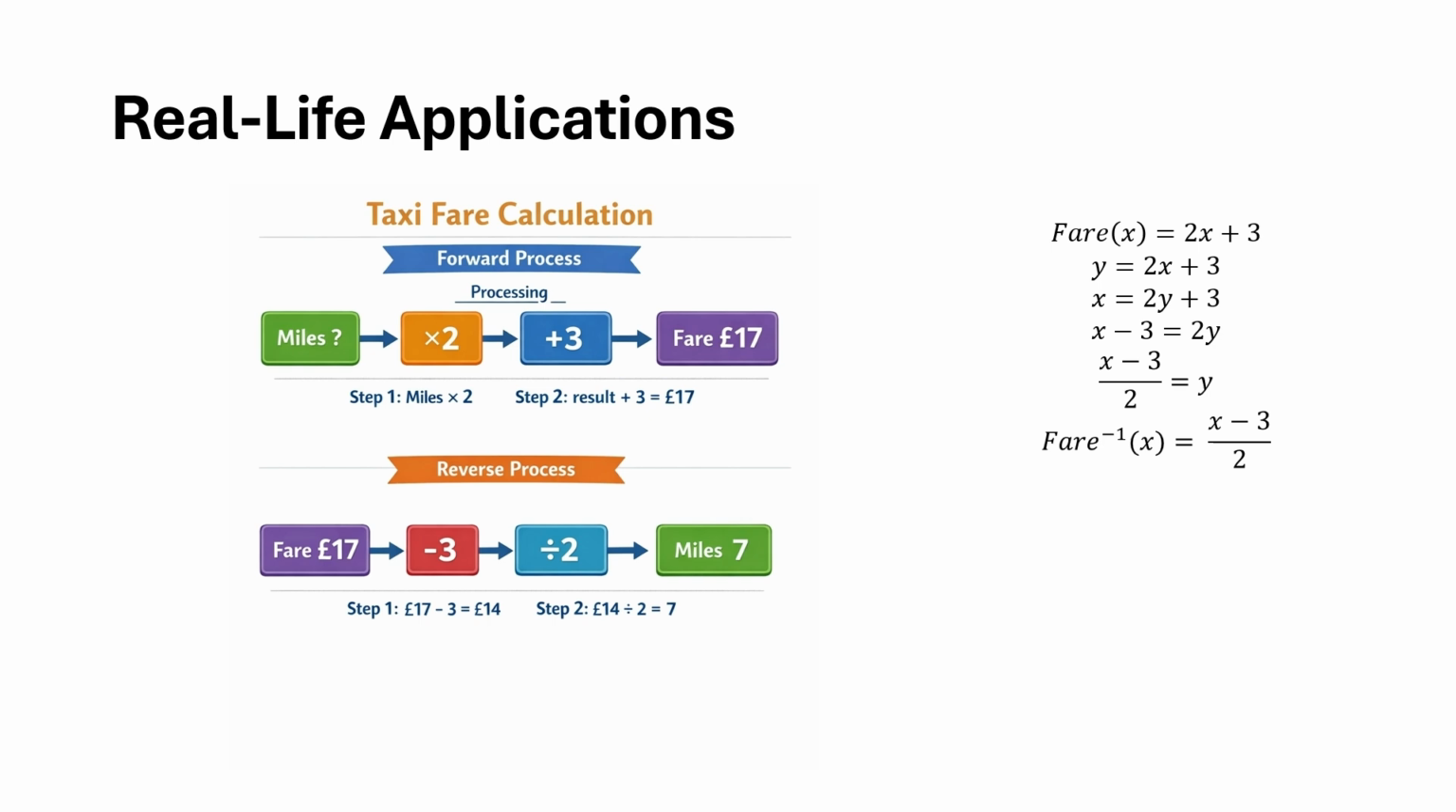If the fare is £17, how many miles? Fare inverse of 17 equals (17 minus 3) divided by 2 is equal to 14 divided by 2 is equal to 7 miles. And that's it for today's lesson on functions.